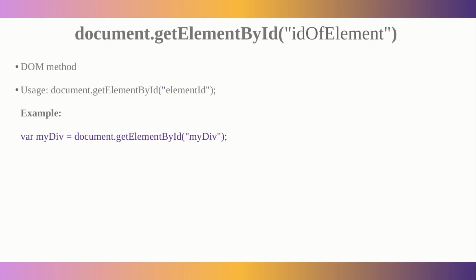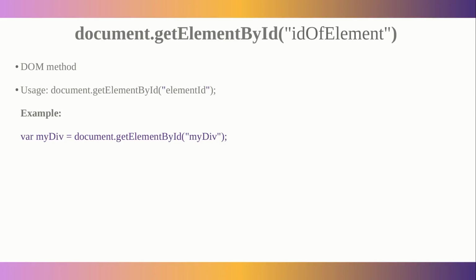Moving on, let's talk about the last topic, which is the document.getElementById method. GetElementById is a method of the document object. Its purpose is to fetch the reference to an element with a particular ID on a web page. This method takes an element ID as an argument within quotes and inside brackets. And we use the dot notation to call getElementById on the document object.